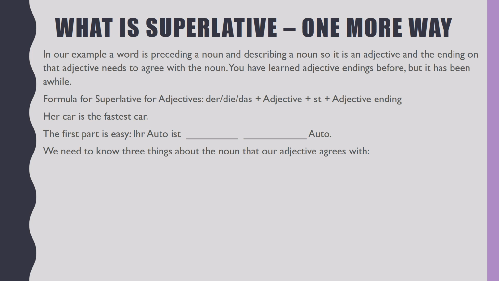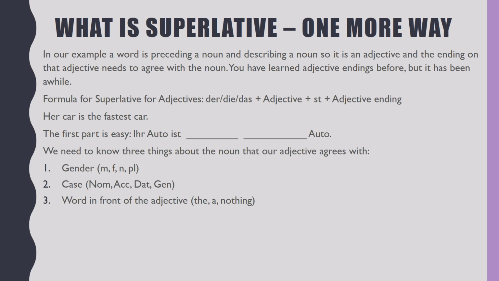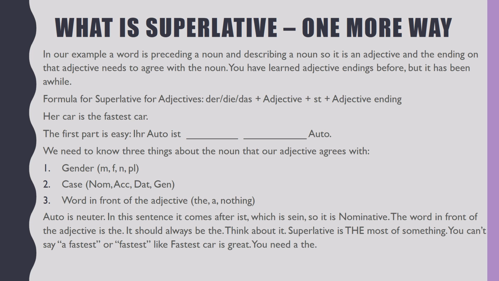We need to know three things about the noun that our adjective happens to agree with. One is the gender. Is it masculine, feminine, neuter, or plural? Two is the case. Is it nominative, accusative, dative, or genitive? Three is the word in front of the adjective. Is it the, or nothing? Auto is neuter. In this sentence, it comes after ist, which is sein, and the rule would make that nominative.